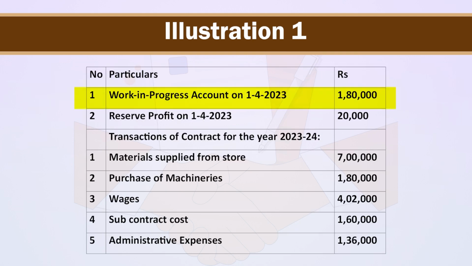Work in progress account on 1st April 2023, rupees 1,80,000. Reserve profit on 1st April 23, 20,000. Transactions of contract for the year 2023-24 are: number 1, material supplied from store, rupees 7 lakh. Number 2, purchase of machineries, rupees 1,80,000. Number 3, wages, rupees 4,02,000. Number 4, subcontract cost, rupees 1,60,000. Number 5, administrative expenses, rupees 1,36,000.